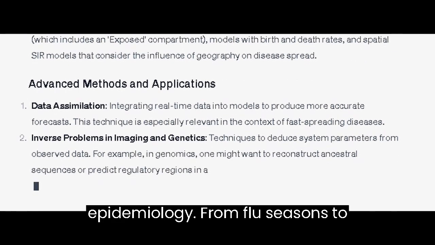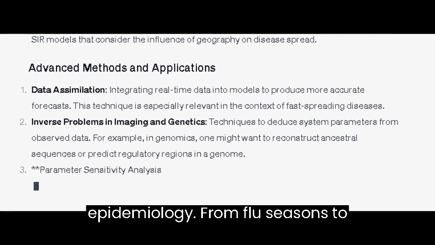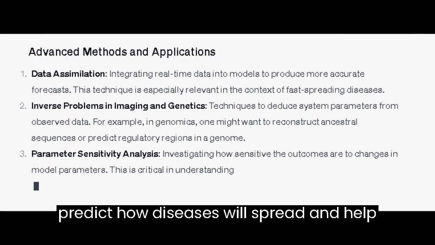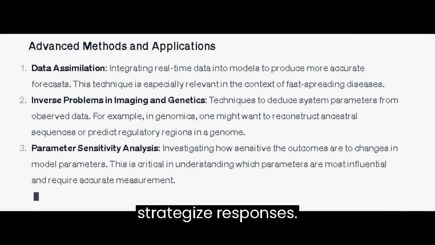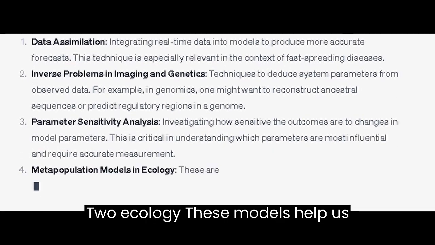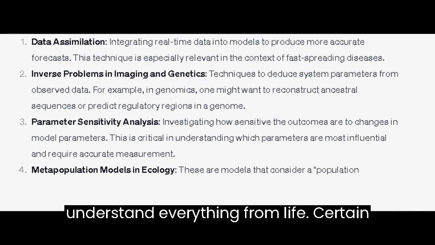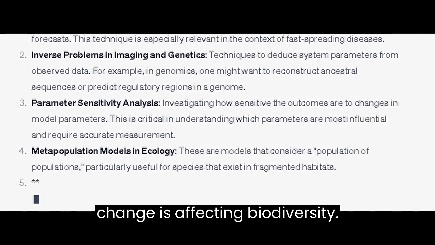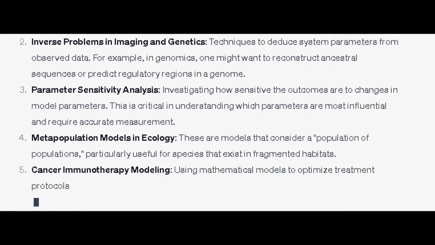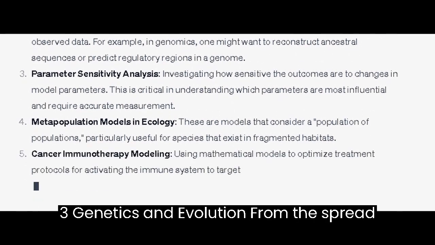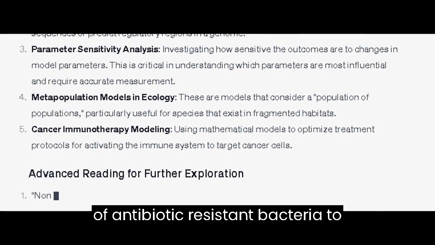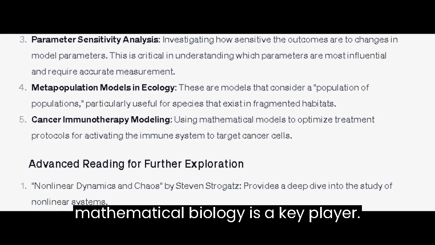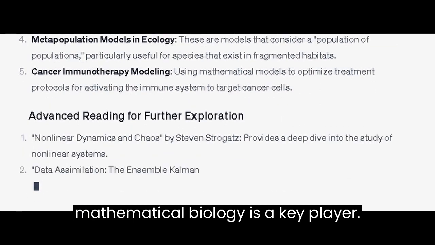1. Epidemiology. From flu seasons to pandemics, mathematical models can predict how diseases will spread and help strategize responses. 2. Ecology. These models help us understand everything from why certain species are endangered to how climate change is affecting biodiversity. 3. Genetics and evolution. From the spread of antibiotic-resistant bacteria to understanding the human genome, mathematical biology is a key player.